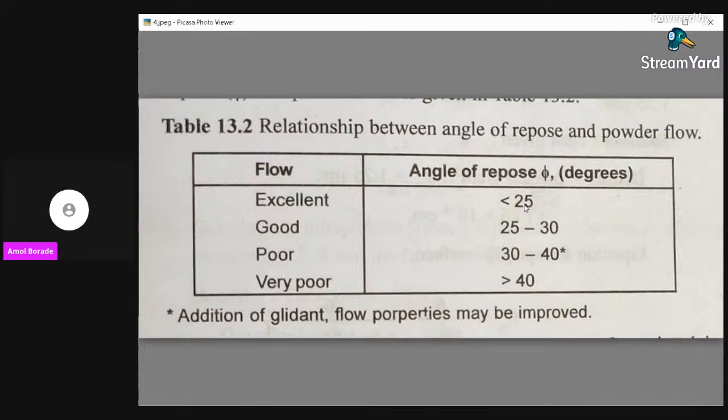If the angle is more, obviously the heap height would be more, and the flow of granules would be poorer. So if the angle is more, then the flow is poor. If it is more than 40, then there is very poor flow. Okay. I hope you understood this.